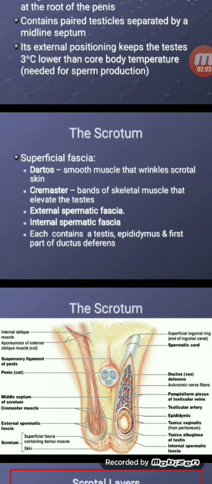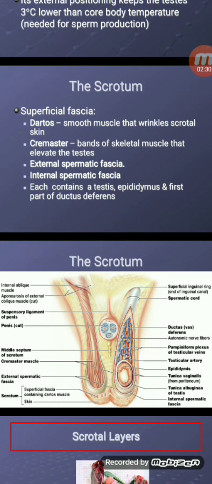Scrotum, superficial fascia includes the dartos muscle, a smooth muscle that wrinkles the scrotal skin. Cremaster is the bands of skeletal muscle that elevates the testes. External spermatic fascia and internal spermatic fascia. Each scrotum contains a testis, epididymis, and various parts of the ductus deferens.